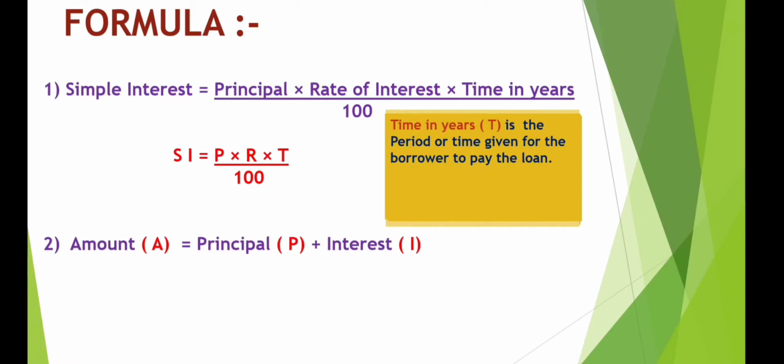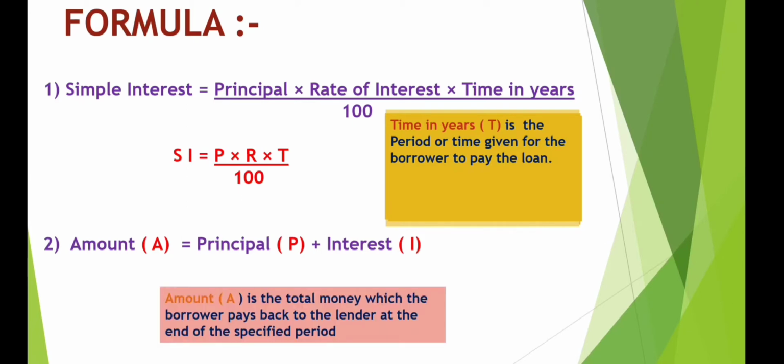Our second formula is amount is equal to principal plus interest. Now what is amount? Amount is the ending amount which we get, that is the final amount, total amount, and principal is the beginning amount. Amount is always denoted by capital A. It is the total money which the borrower has to pay back to the lender at the end of a specific period. That means whatever the time limit is given, at the end of that he has to pay a total amount.